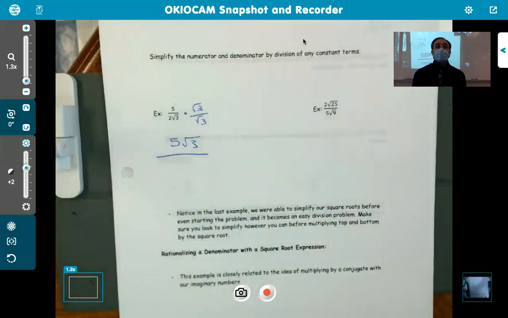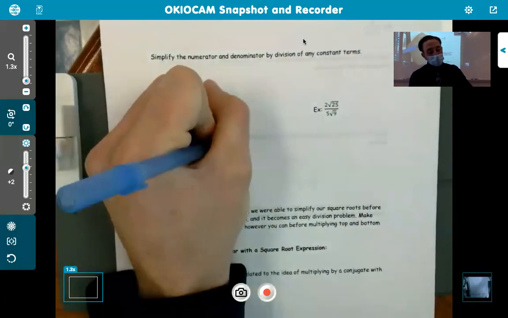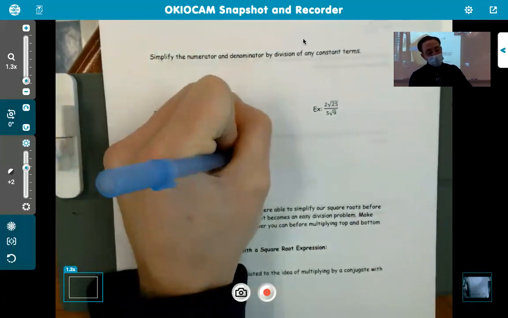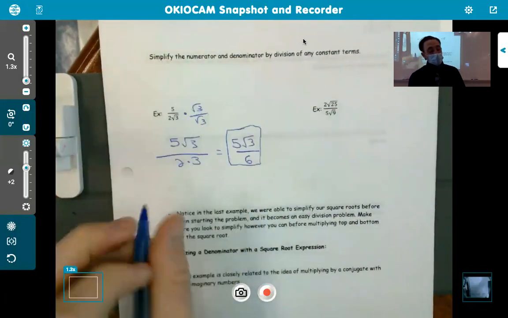In my denominator, what am I going to be left with? So I have 2 root 3 times root 3. Three times 2, or 2 times 3, which is just 6. So I have 5 root 3 over 6. And then this would be my final answer, right?